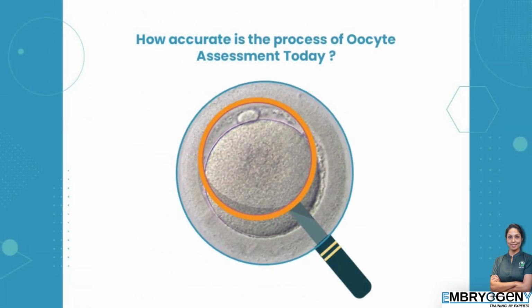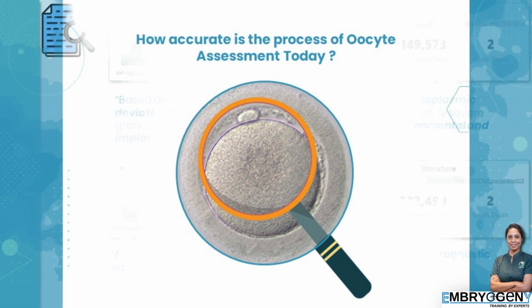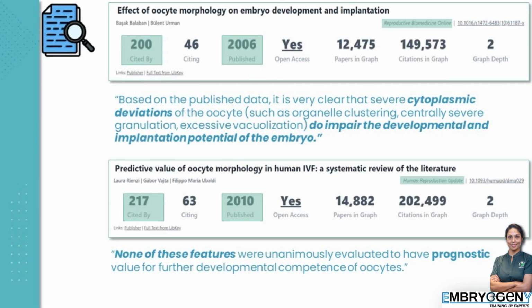Now that we are convinced that it does make sense to assess oocytes and we wish to use AI tools for automated oocyte assessment, we should know that we can only automate what we are able to perform manually with a fair degree of confidence. So how accurate is the process of oocyte assessment today when done manually? Through a thorough literature search, we are presented with these highly cited manuscripts from reputed high-impact journals.